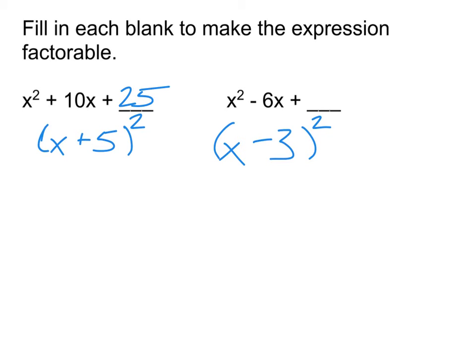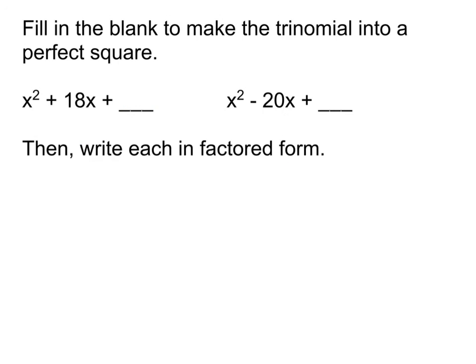So if that's a minus 3 inside the parentheses, what goes in the blank? 9, yes, absolutely. Because I do 3 squared, which gives me 9. So that's how we complete it. That's our process that we're going through. Now, having seen that process, I again want you to have a chance to practice that a little bit on your own. So here's 2 more problems. I'd like you please to fill in the blank and write out what would the factored form look like after we do so.